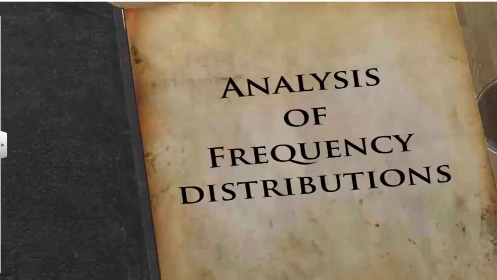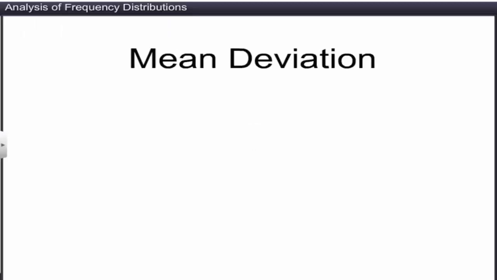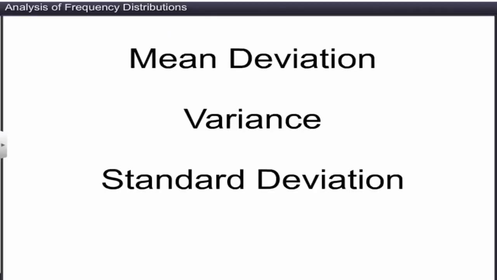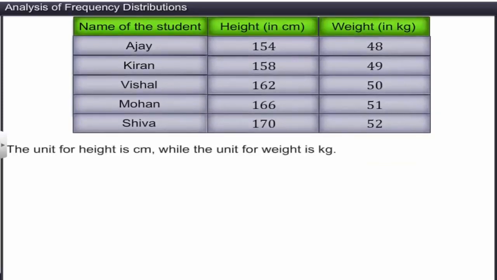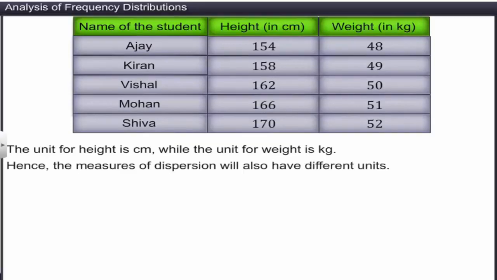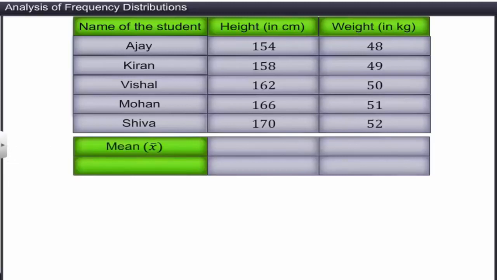In this module, you will learn to compare dispersions among series. We know that mean deviation, variance and standard deviation are the measures of dispersion. Let us consider the data given here. The table shows the heights and weights of 5 students of a class. Here we notice that the data are in 2 different units. Hence the measures of dispersions will also have different units. On calculation, we have the means and the variances of the series as shown.